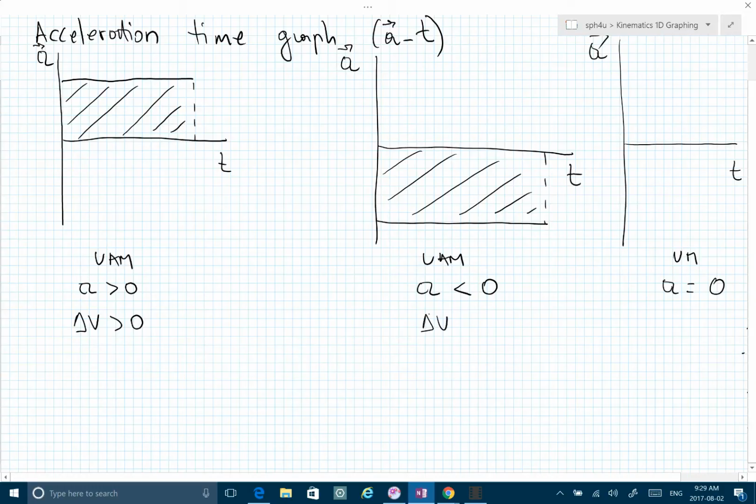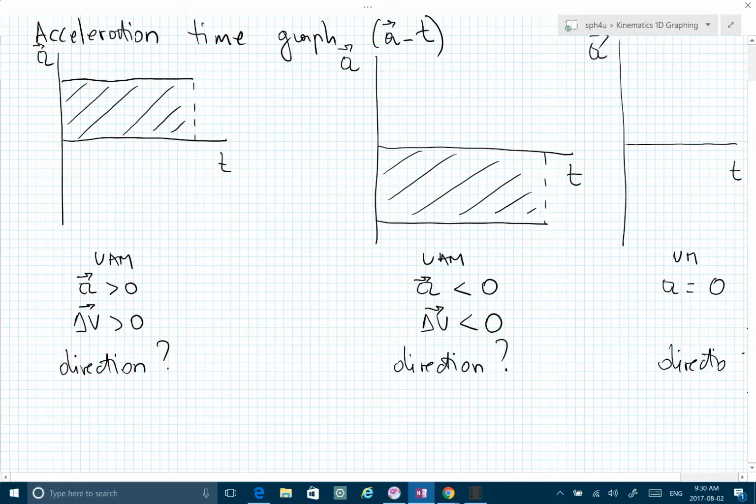The change in velocity here, let's put the vector's direction, is negative. Does it help us figure out the direction of the motion? No. So the direction of the motion for all of them is unknown. We need more information.